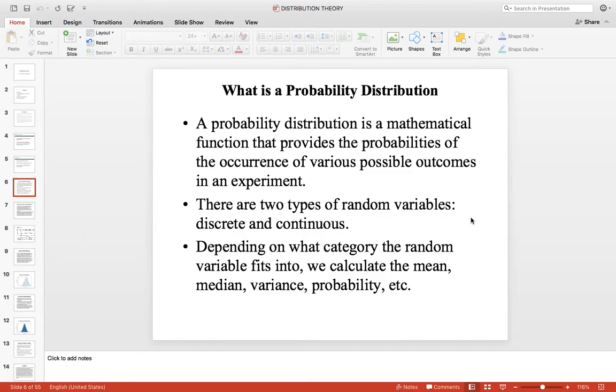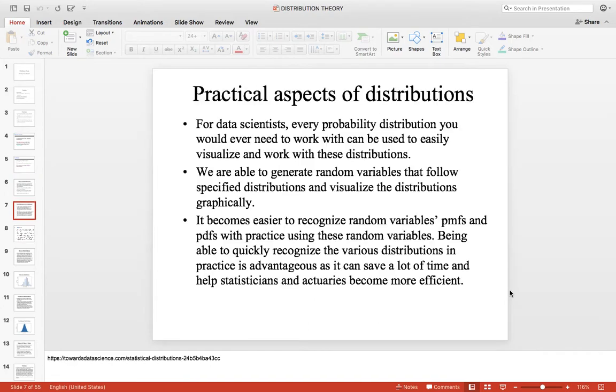So what is a probability distribution? A probability distribution is a mathematical function that provides the probabilities of the occurrence of various outcomes in an experiment. There are two types of random variables, discrete and continuous, and depending on what category the random variable fits, we calculate the mean, the variance, and the probability from this distribution.